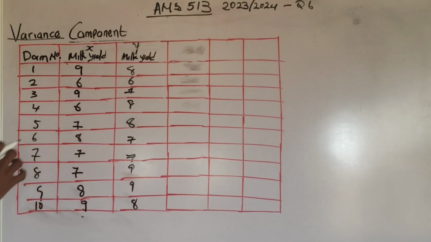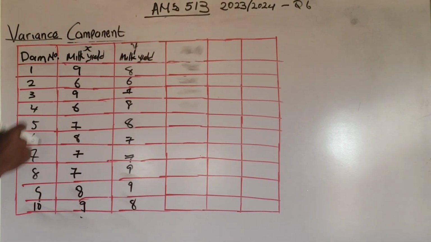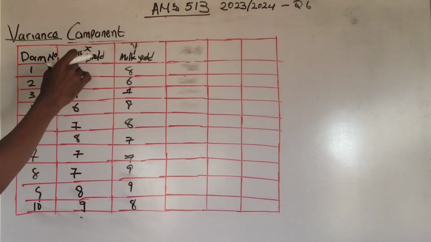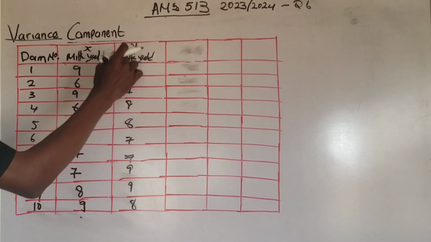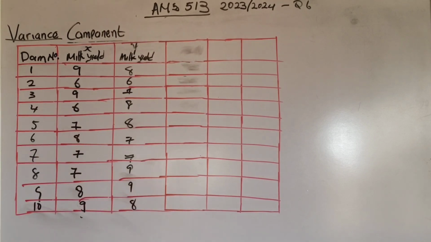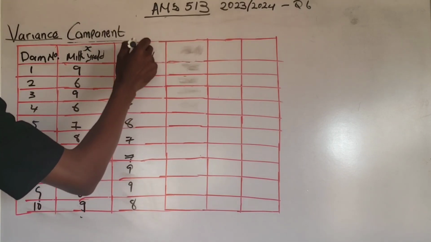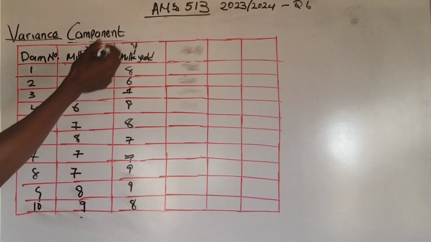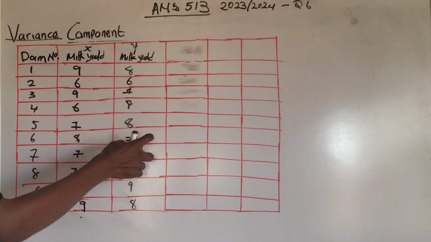In this particular question, I'm meant to draw my table out, and we have the dam number, which is 10, then the milk yield of the dam, which is represented by X. Then the milk yield of the daughter, which is represented by Y. In the question, we're asked to find the variance component of the dam's milk yield, which is X, then the daughter's milk yield, which is Y. And how do I calculate the variance component of the dam's milk yield, likewise the daughter's milk yield?